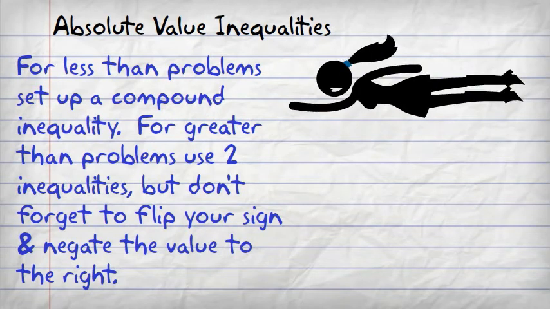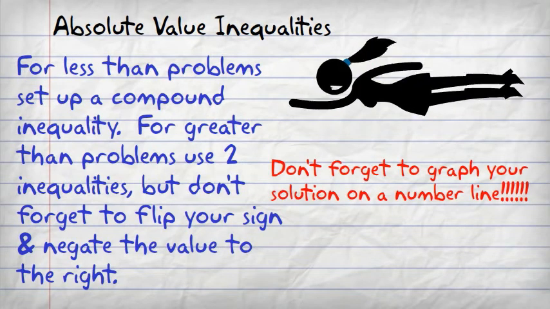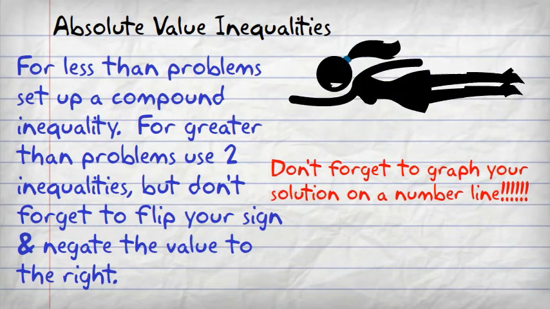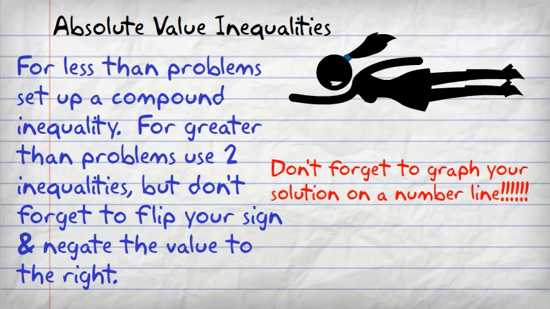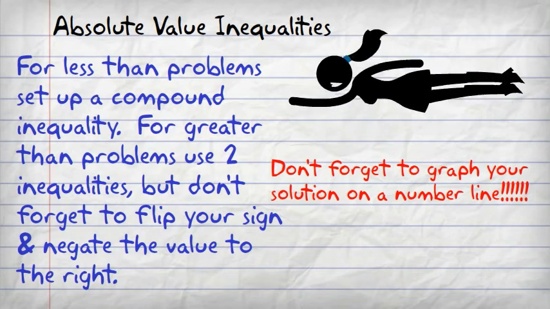Absolute value inequalities, you either have to have one compound inequality for the less than, or you have to have two inequalities for the greater than. Don't forget to flip your sign and negate.